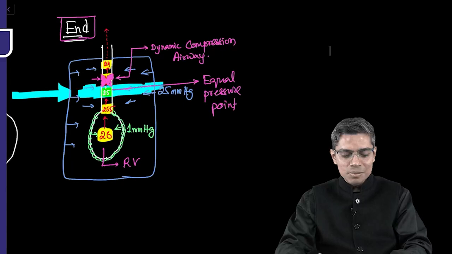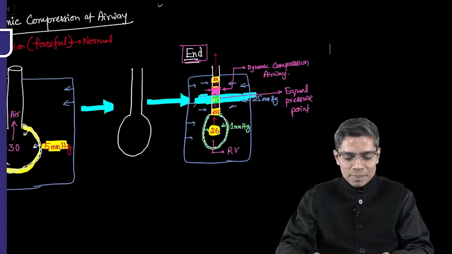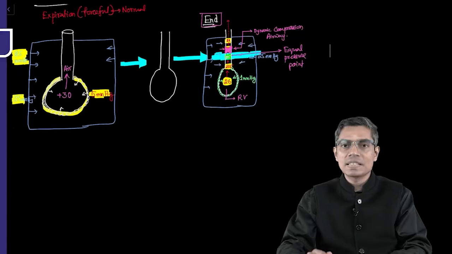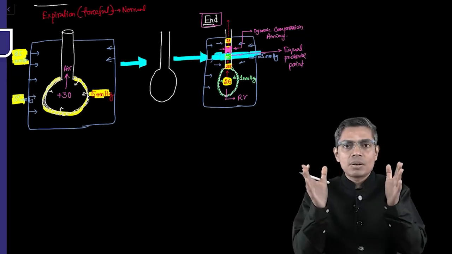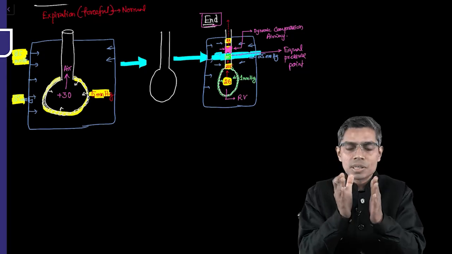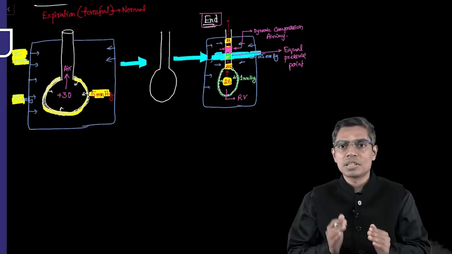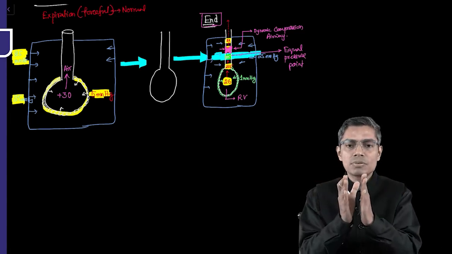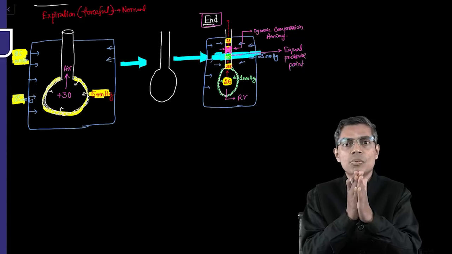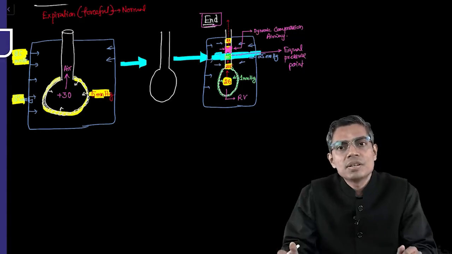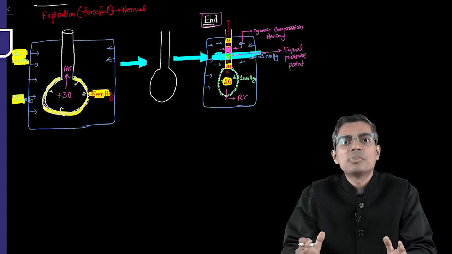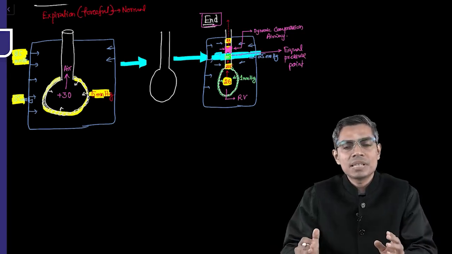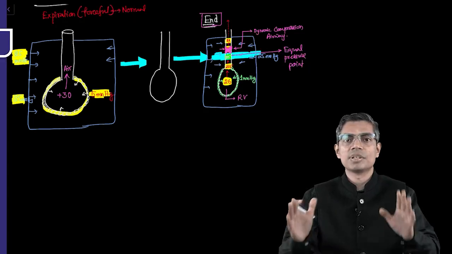So what you are finding from this discussion is that whenever a subject is doing a forceful expiration, there is constant compression on these bronchioles and bronchi. Bronchi are supported by cartilage, so they are not going to collapse, but the bronchioles will go on being compressed, and one point will appear when they will be completely closed off. This phenomenon is known as the dynamic compression of airways phenomenon.